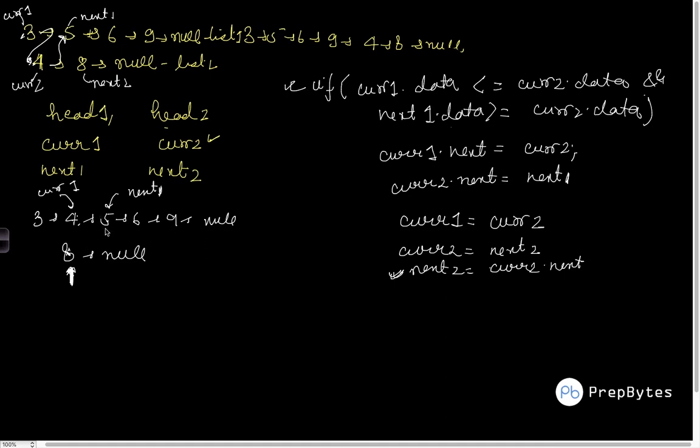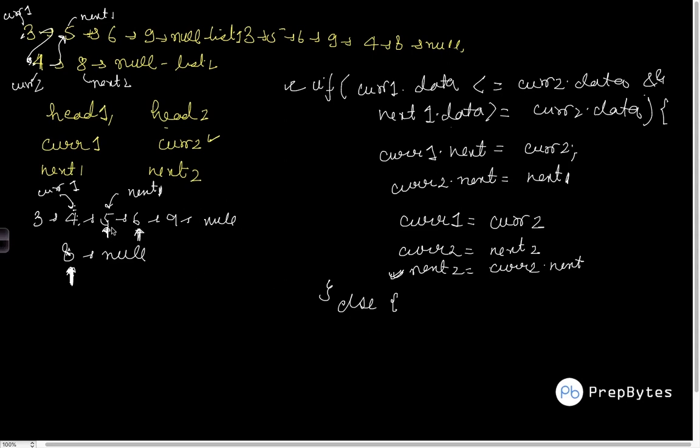So it may happen that 8 will lie between 5 and 6. So I'll just have to update my cur1 and next 1. If this condition is not true, right, we'll have an else. Else what we will do is simply update our cur1 to this particular point and update our next 1 to this particular point. Okay, this is what we will do.